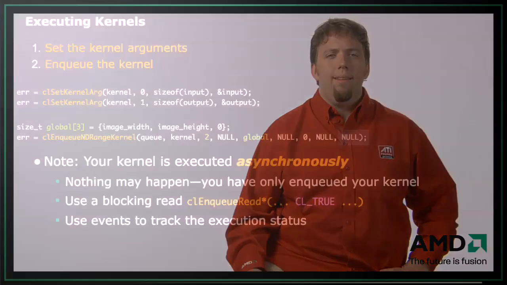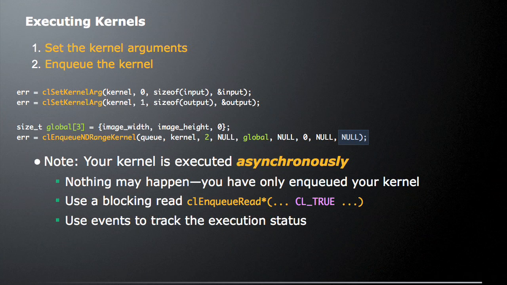Now that we've compiled our program objects and created our kernel objects, we want to execute our kernel. There are two basic steps in executing a kernel. The first thing we need to do is set the kernel arguments, and the next thing we'll do is enqueue the kernel. So let's look specifically at how you would set the kernel arguments.